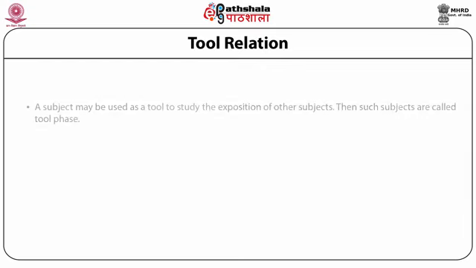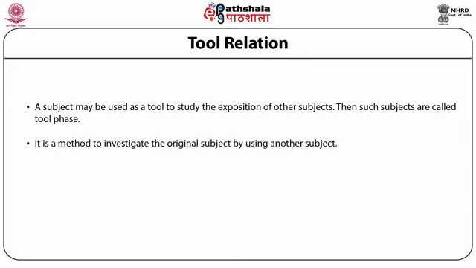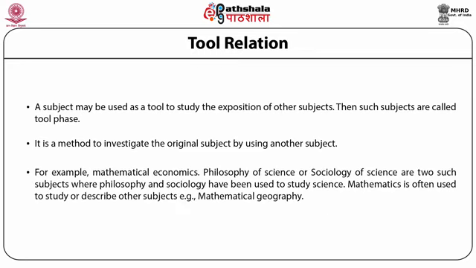Tool relation. A subject may be used as a tool to study the exposition of other subjects. Then sub-subjects are called tool phase. It is a method to investigate the original subject by using another subject as a methodology. For example, mathematical economics, philosophy of science or sociology of science are 2 such subjects, where philosophy and sociology respectively have been used to study science. Mathematics is often used to study or describe other subjects, for example, mathematical geography.